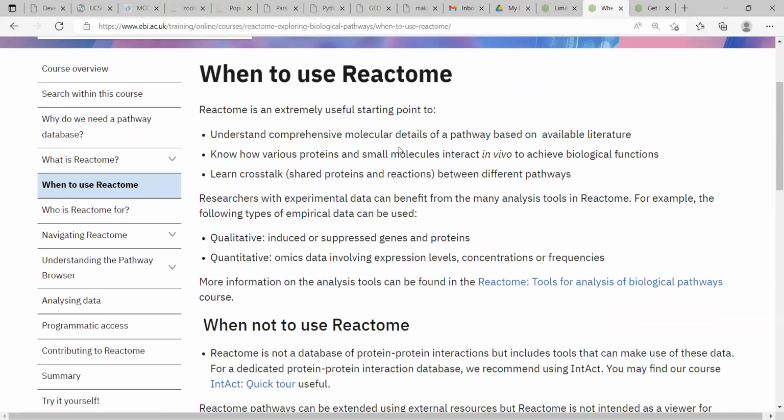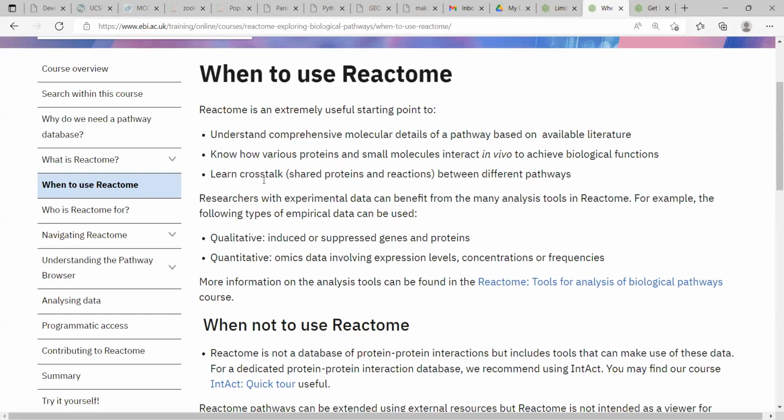Next, this is the important section: when to use Reactome. Some very important points: understand the comprehensive molecular details of a pathway based on available literature. That is very obvious, that from the literature you are going to develop some pathway, and it will help to know how various proteins and small molecules interact in vivo to achieve biological function. From the molecular perspective, you can also derive the biological functions.